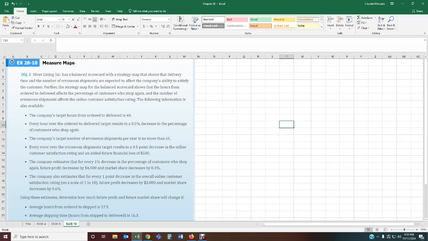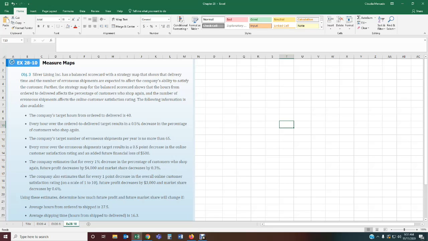The strategy map for the balanced scorecard shows that the hours from ordered to delivered affects the percentage of customers who shop again. So what does that mean? That means that if it takes too long for customers to get their merchandise, they're not going to be happy, and they're not going to shop with you again. And the number of erroneous shipments affects the online customer satisfaction rating. If there's an error on the shipment, they're not going to be very happy. This is common sense, okay? What do people want? They want fast shipping and they want their orders to be correct. Very basic principle here.